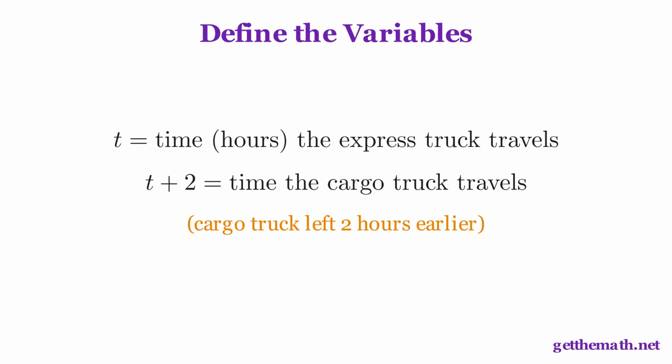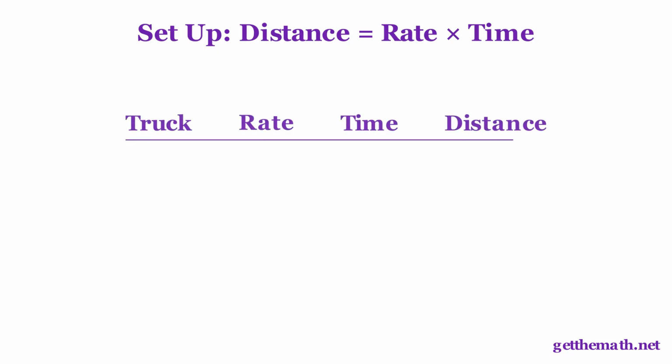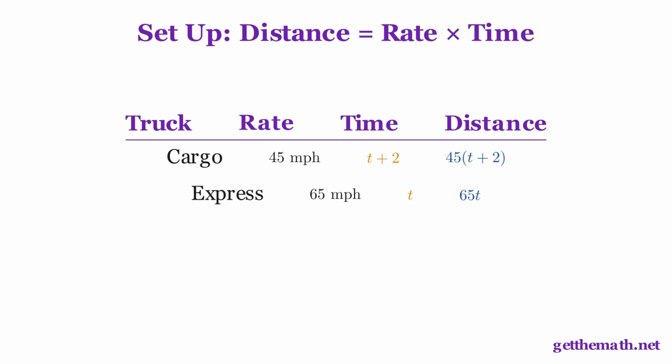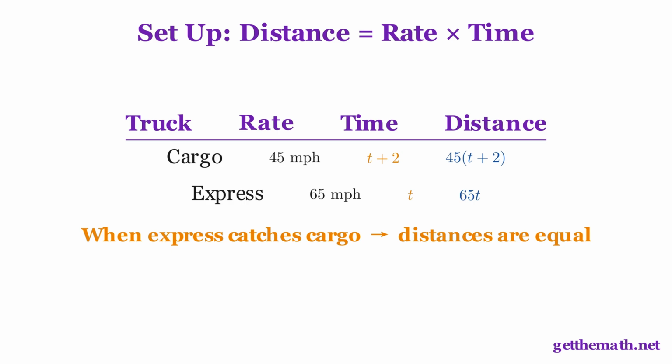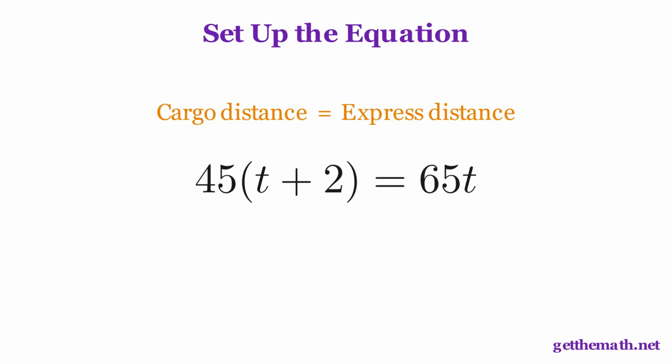Now let's set up the equation. When the express truck catches the cargo truck, both trucks have traveled the exact same distance. So we set their distances equal to each other. Distance of the cargo truck equals 45 times the quantity t plus 2. Distance of the express truck equals 65 times t. Setting them equal gives us our equation. 45 times the quantity t plus 2 equals 65t.